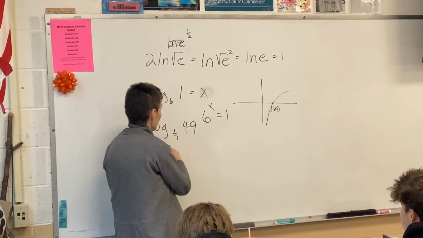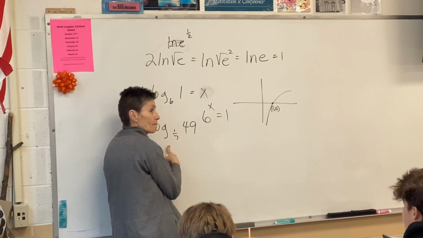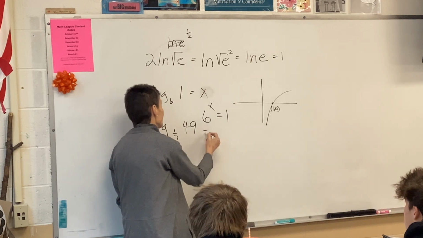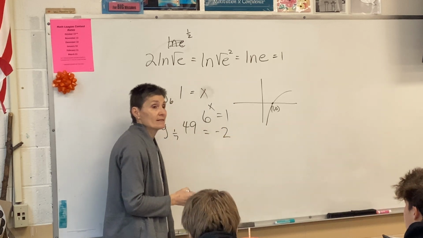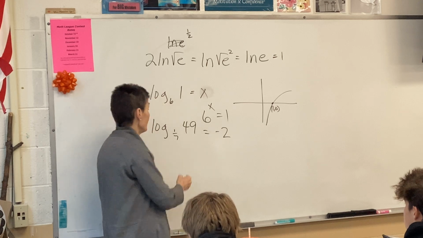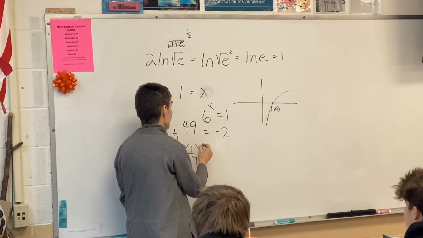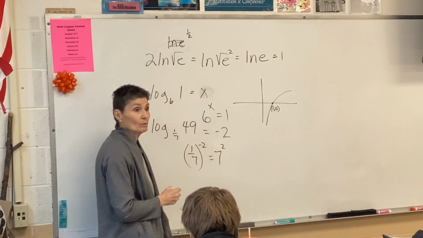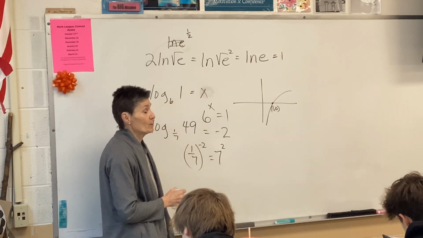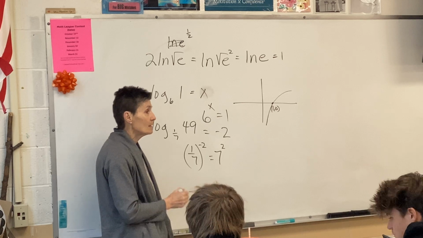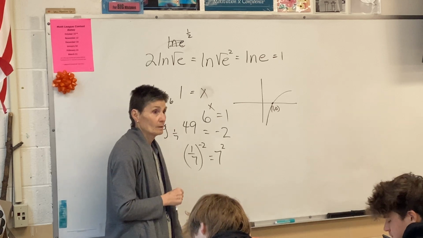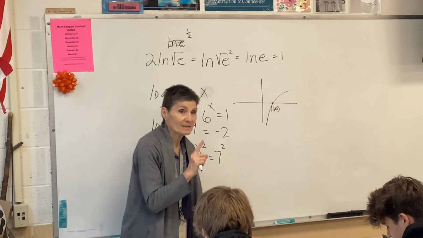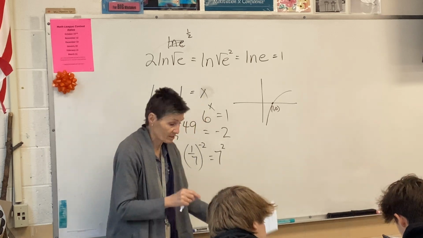All right, what about this one? I heard somebody say -2, and that is exactly right, because if you raise 1/7 to the -2nd, that would be the same as 7 squared, which is 49. When your exponent is negative, you're 1 over. Right? Basic things, guys. We gotta know this stuff.